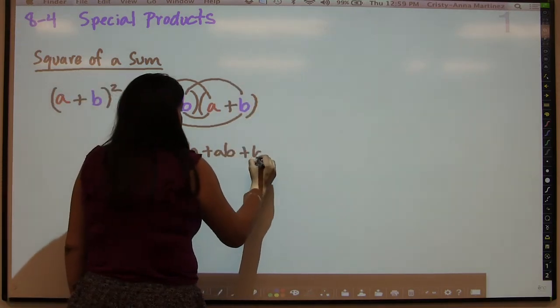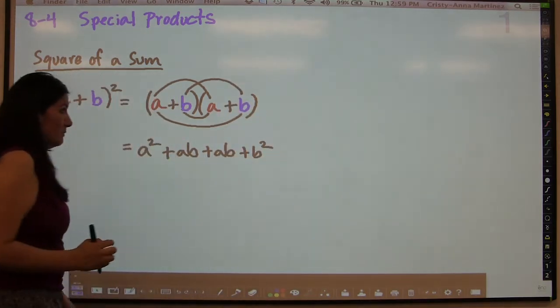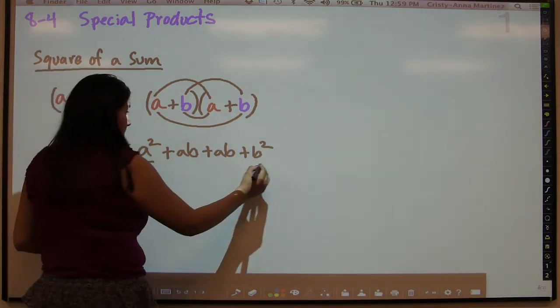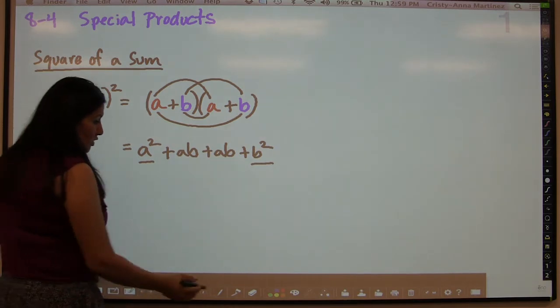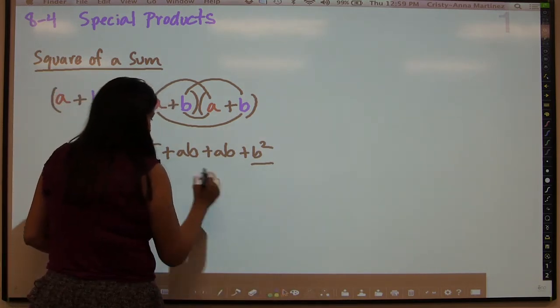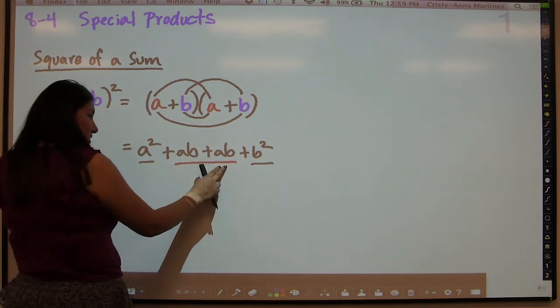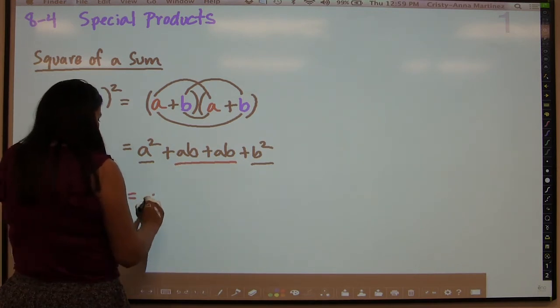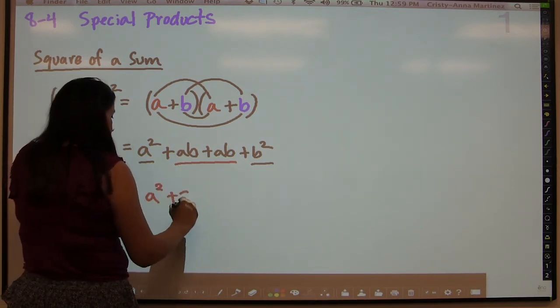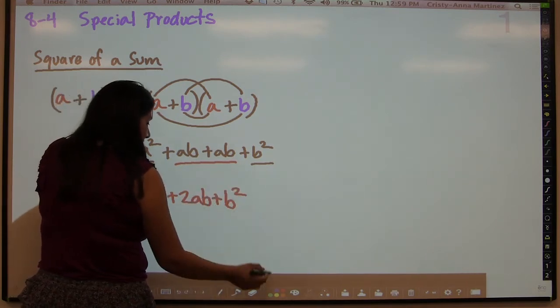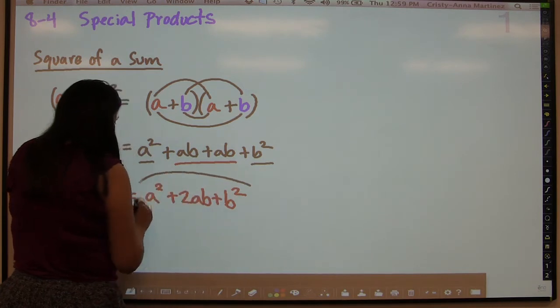So you'll notice that I mentioned earlier that a lot of times students want to put a squared plus b squared. You do have an a squared and a b squared term. The part that students often forget is the middle term. You have 2 abs there. You have a plus ab and a plus ab, which ends up being a squared plus 2ab plus b squared, and this is your formula, if you will.